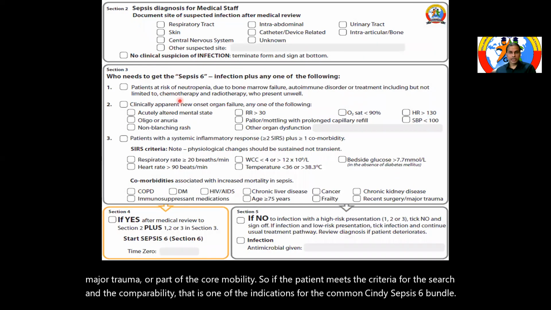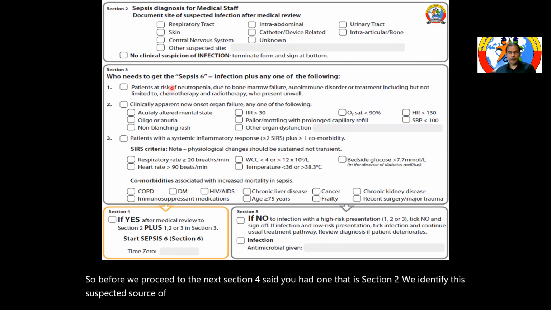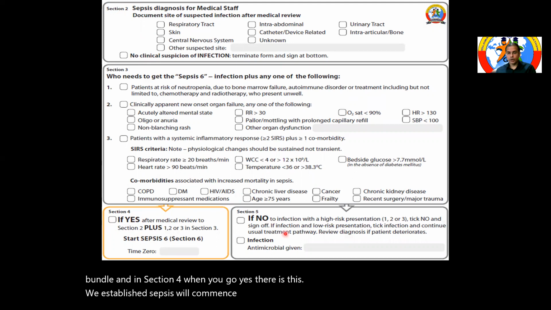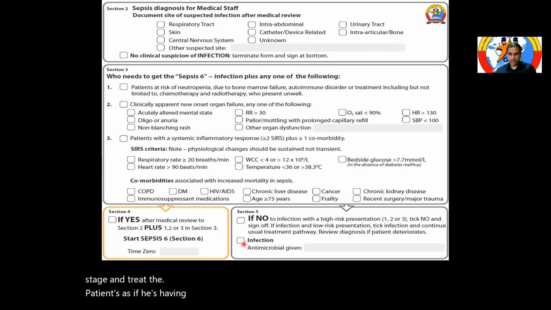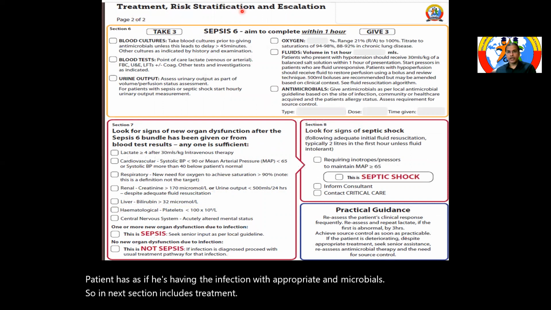So before you proceed to the next section 4, in section 2 we identified the suspected source of infection, and in section 3 we identified who needs the sepsis 6 bundle. And in section 4, when you go, we establish sepsis, and we will commence this sepsis pathway. If no, terminate this pathway at this stage and treat the patient as if he has an infection with the appropriate antimicrobials. The next section includes treatment, risk stratification, and escalation.